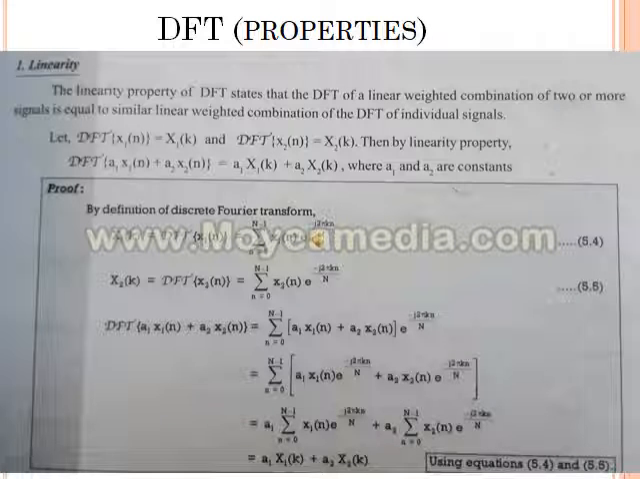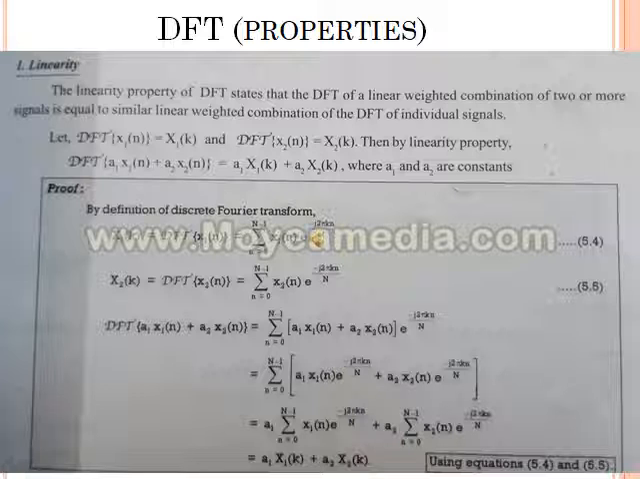Now coming to the properties of DFT, the first property is the linearity property. So what do we mean by linear systems? Linear systems are those systems which obey the principle of homogeneity and the principle of superposition. So the linearity property, or linear systems, have to obey two principles or laws: the principle of superposition and the principle of homogeneity.